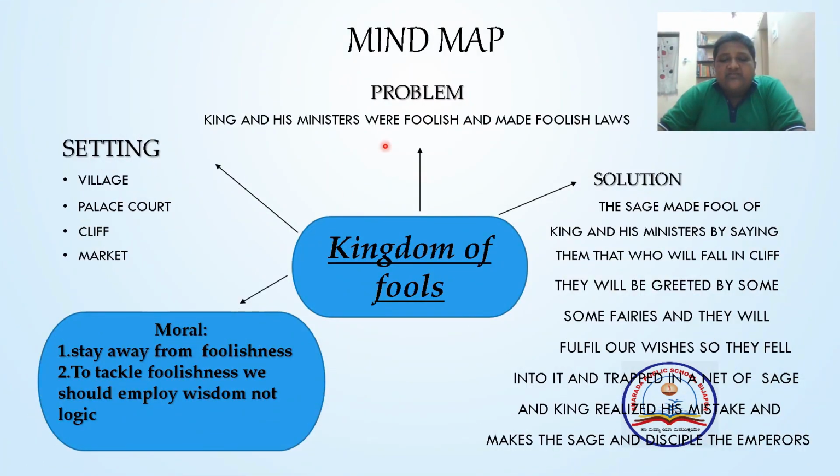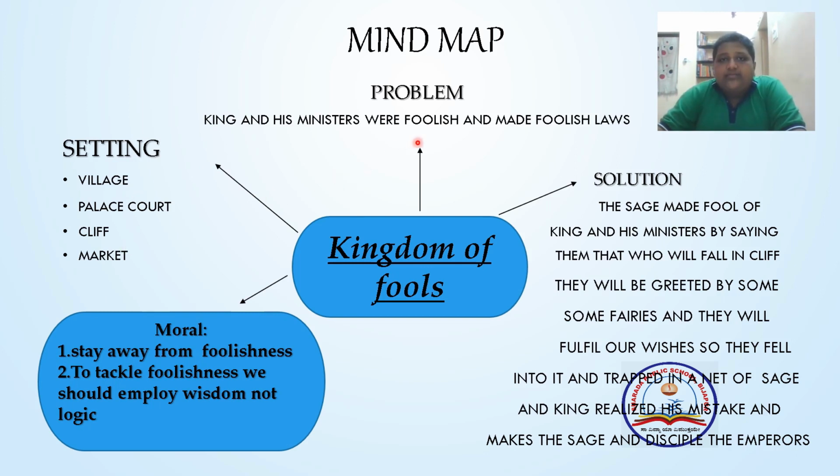Here is the mind map of the story. So let us start with the setting. Setting means the place where the story has taken place. The story has taken place in 4 places. They are the village, palace court, the cliff, and the market.